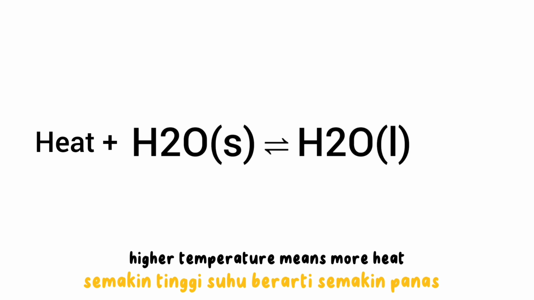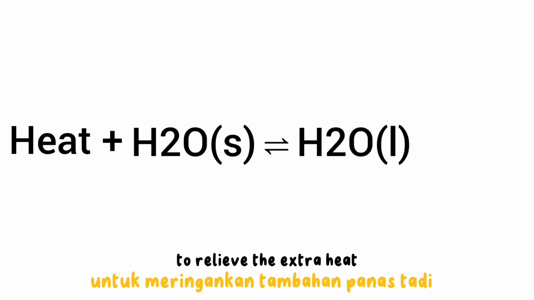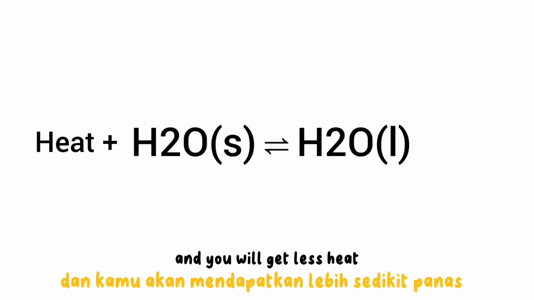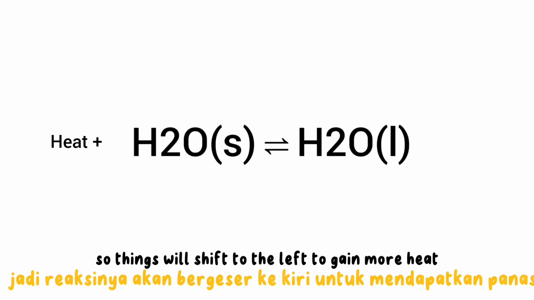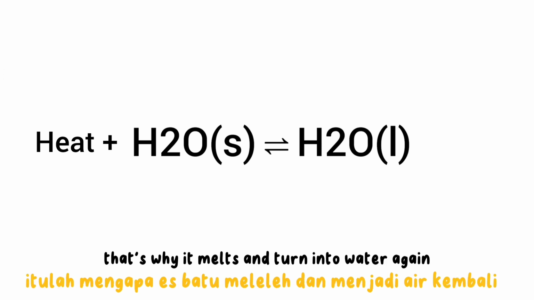Higher temperature means more heat, so things will shift to the right to relieve the extra heat. Likewise, lower the temperature and you will get less heat, so things will shift to the left to gain more heat. In our ice cube case, the ice cube gained more heat from outside. That's why it melts and turns into water again.